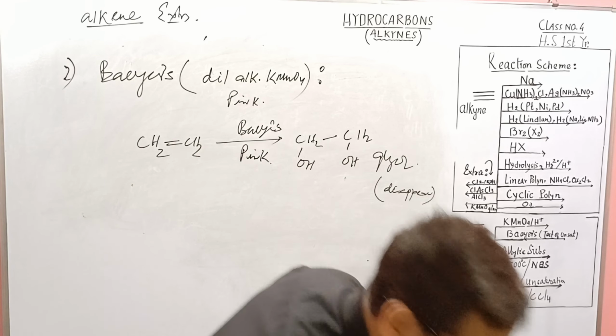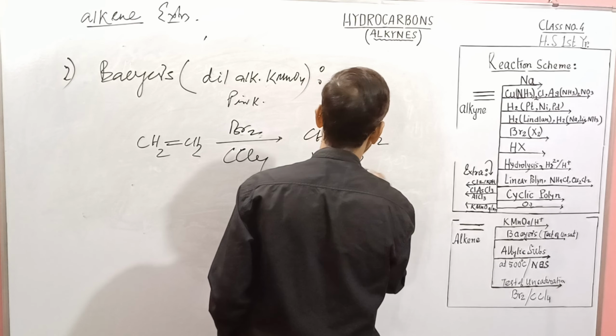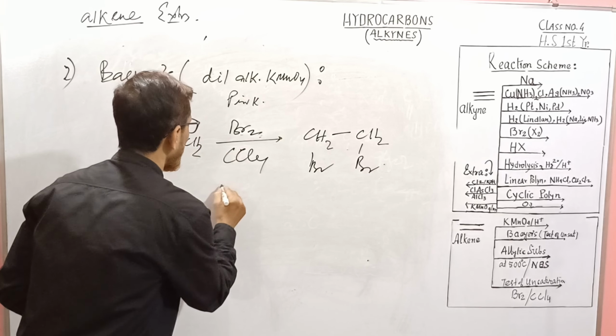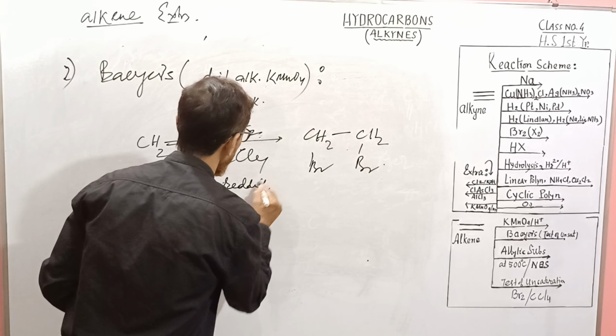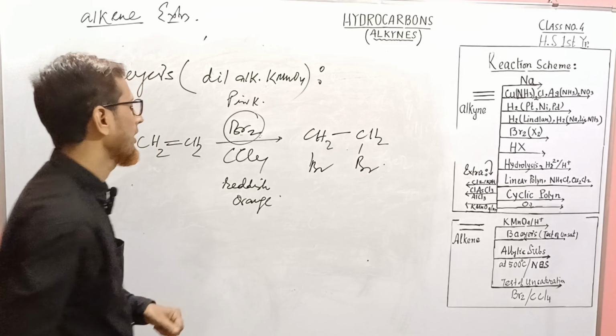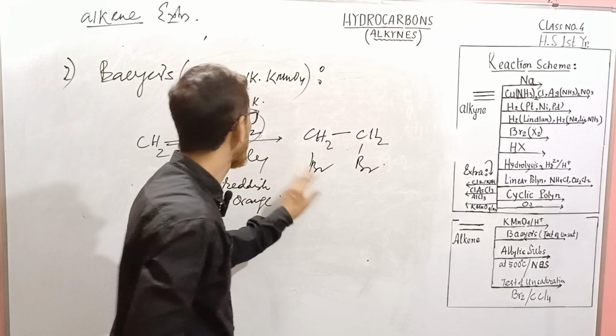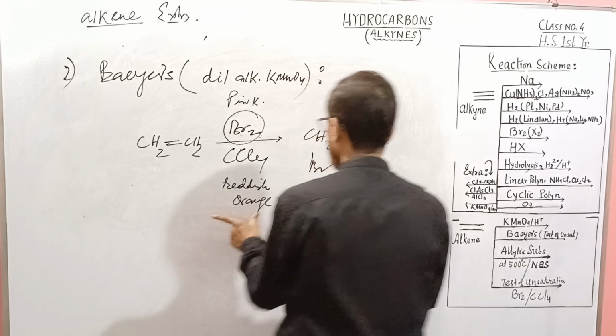Again, it is a very important question, very often asked. Bromine in carbon tetrachloride is given. The answer is dibromoethane. This is the reddish orange color of the bromine. As soon as it reacts with an alkene or unsaturated compound, this color disappears.